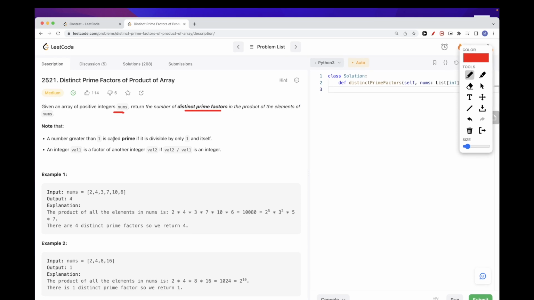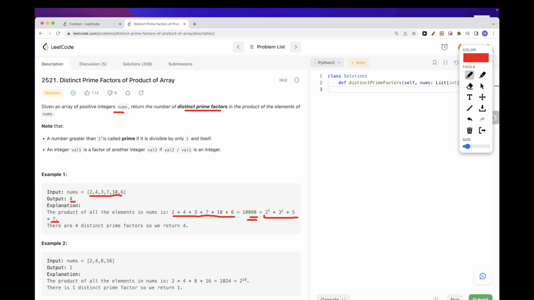So, for example, with this array, the product of all elements is 2 times 4 times 3 multiplied by 3 multiplied by 7, 10, 6. We get this number, and the prime factorization of that number is this. And so you can see here we have 4 prime factors, so we return 4.